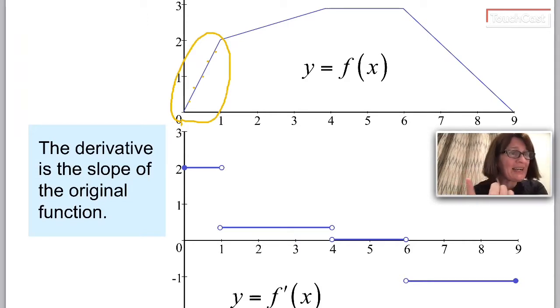Maybe not 0 exactly, maybe not 1 exactly, but in between 0 and 1, the slope is 2, so I'm going to have this function have an output value, a y value of 2. If I look at the next line, I'll even change colors. The next piece of my piecewise function, again, I can compute the slope.